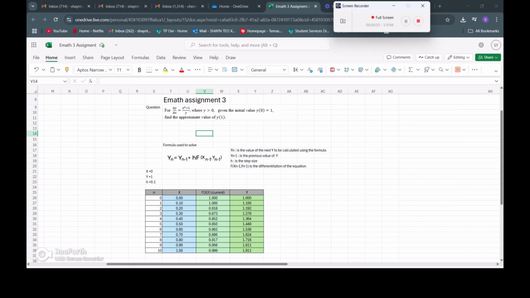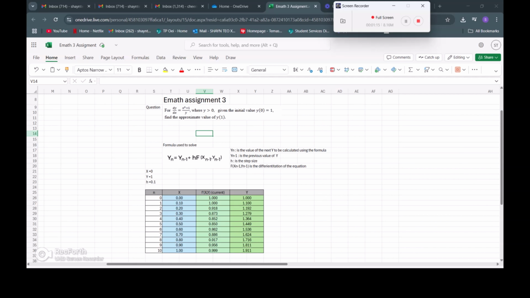A smaller step size h does lead to a more accurate result because the assumption of a constant slope over the step becomes more valid. However, it also increases the computation time to calculate all the values. So I've chosen a step size of 0.1 to satisfy both areas.